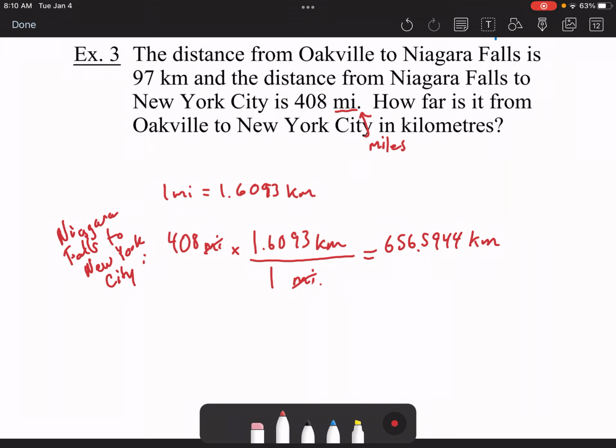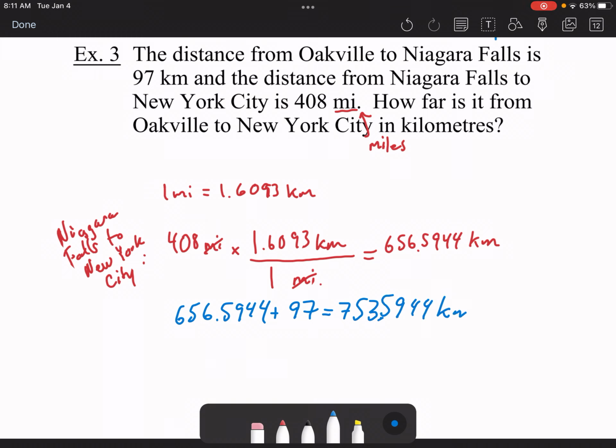To figure out the total distance, we're going to add 97 kilometers to that. So notice again, I'm not putting it right here. I'm not adding it right at that end of that equal sign. I'm going to take the 656.5944 and I'm going to add 97 kilometers here. So this gives me 753.5944 kilometers total.